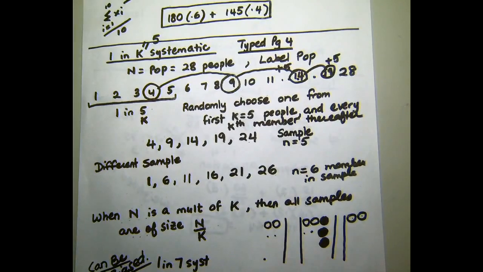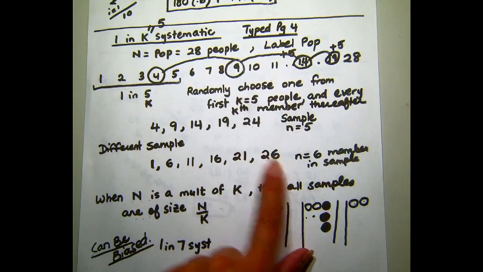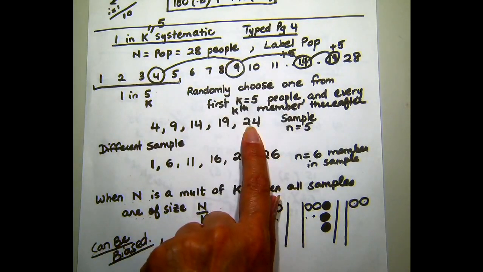So let's say I was doing 1 in 4 systematic sampling and I had 28 members. 1 in 4 systematic, so K is 4 and N is 28. All the samples will be of size 7 because 28 divided by 4 is 7. But here N is 28 and my K is 5, which is not a factor of 28. Therefore, some are bigger, like this. This has 6 members and this has 5 members. Makes sense, right? Yes or no?